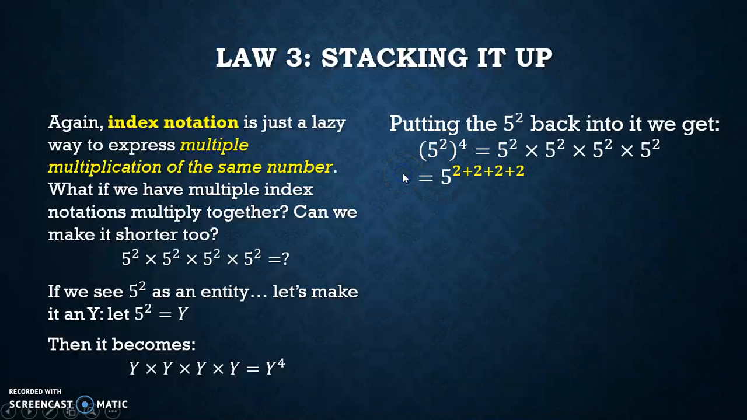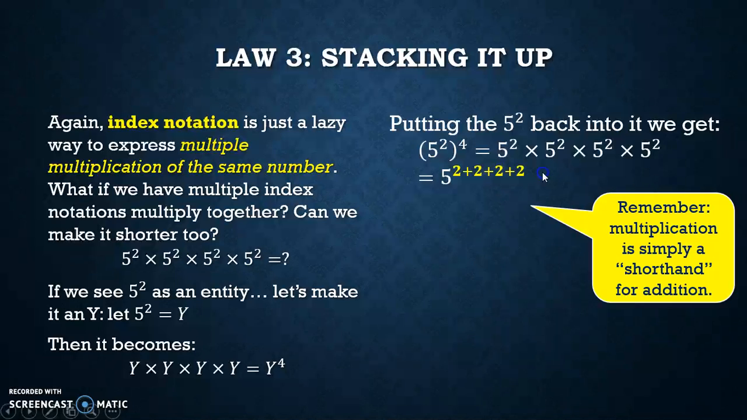Well, according to the first index law, we can take 5 as the base and add all the indices together. So we have 4 of the 2 adding together. And you know from very early on, 4 of the 2 adding together can be written as multiplication, so it should equal 4 times 2. Remember, multiplication is simply a shorthand for addition. So what is 2 times 4 then? That's 5 to the power of 8.